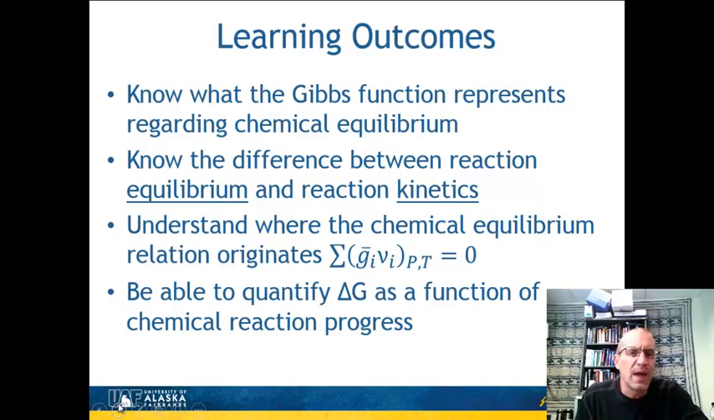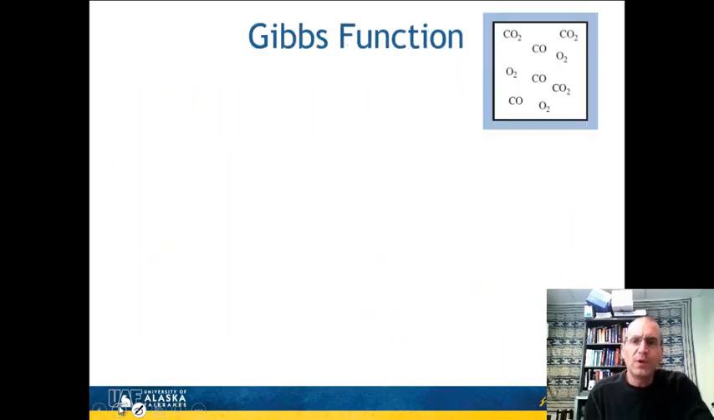You'll understand where the chemical equilibrium relation originates, and this is the relationship that I'm talking about. And you'll be able to quantify delta G, which is the change in the Gibbs function, as a function of the chemical reaction progress. So what I want to do is introduce the Gibbs function and make you understand why it's important. So let's go ahead and look at this box I have over here.